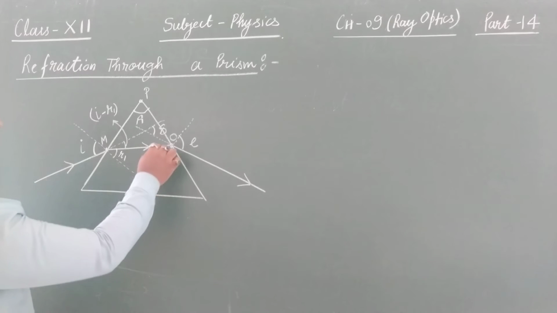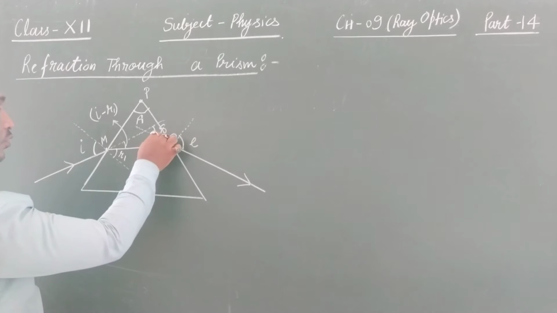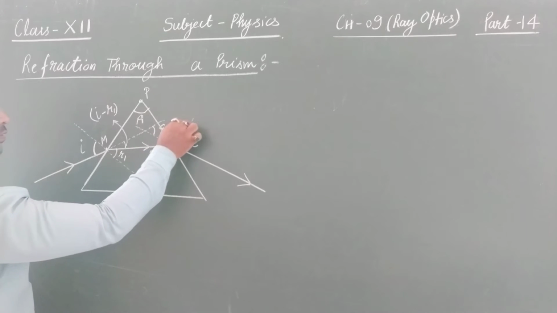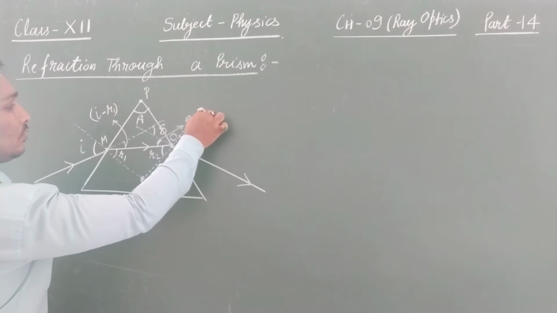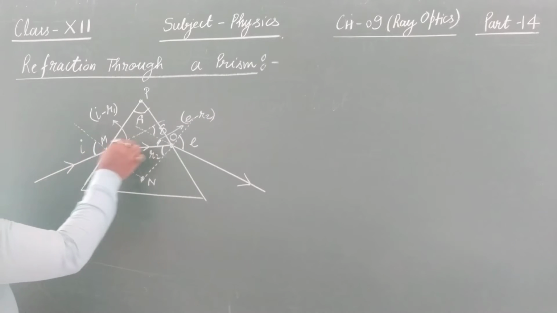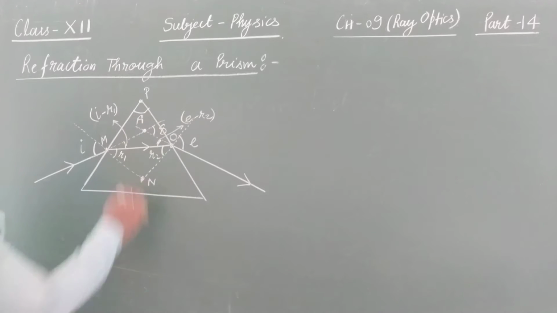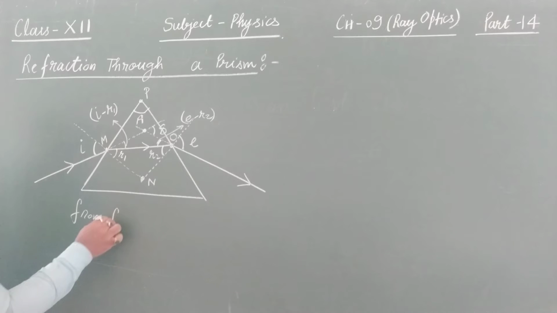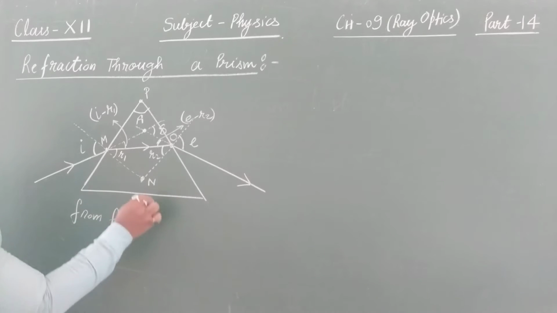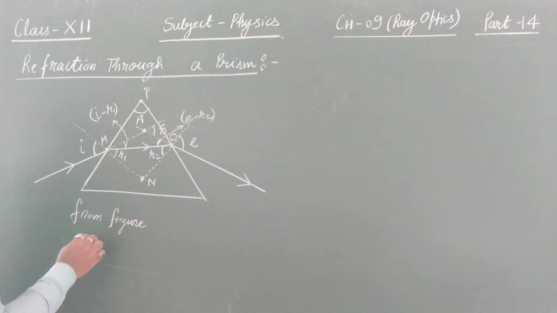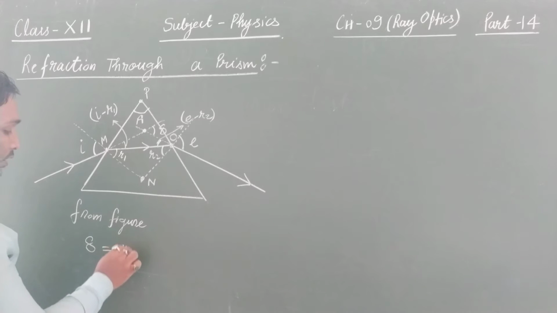In the same manner, this angle is R2, and this whole angle is E, so this angle is going to be E minus R2. And for this triangle, MO and this point, from the figure it is clearly visible that delta is the exterior angle of this triangle. So delta is going to be the sum of two interior angles. One interior angle is I minus R1.